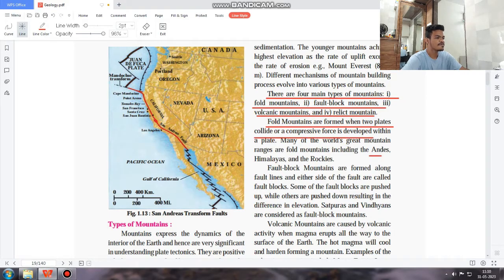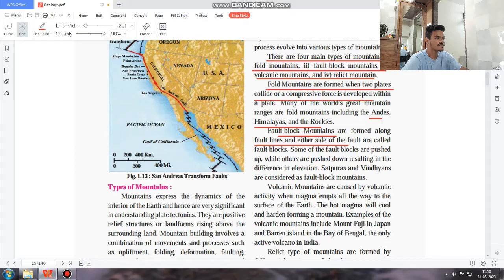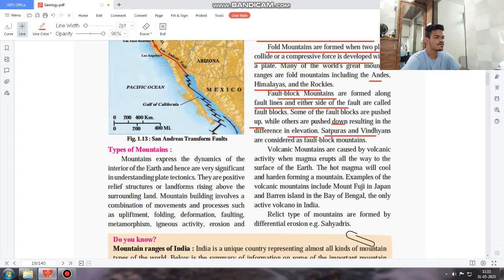Many of the great mountains such as the Andes, Himalayas, and Rockies are fold mountains. Fault block mountain: on either side of the fault, some blocks are pushed up while others are pushed down, resulting in elevation. Hence, Satpura and Vindhyas are fault block mountains.